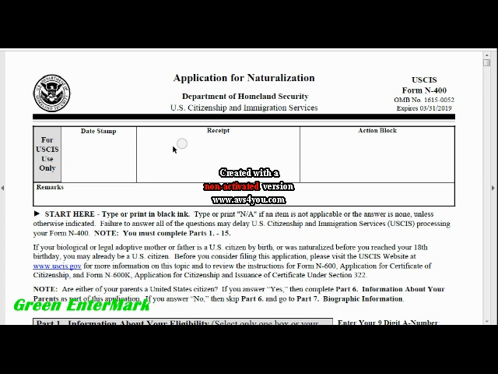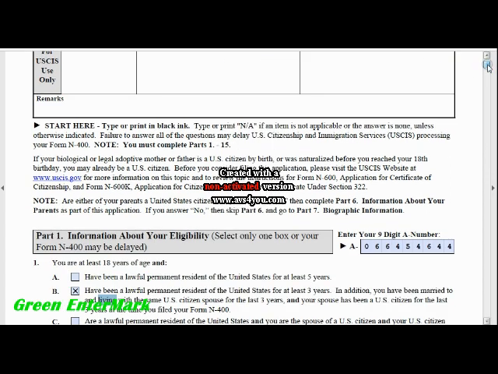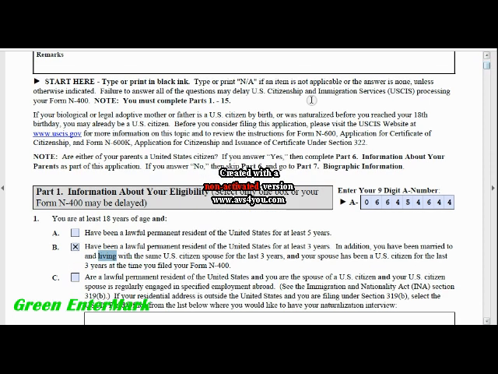On the first page, the first part is only used for USCIS. You have to fill out the form with black ink. Some persons who are adopted by US citizens have no need to fill out this form. Instead, you have to fill out the form N600.